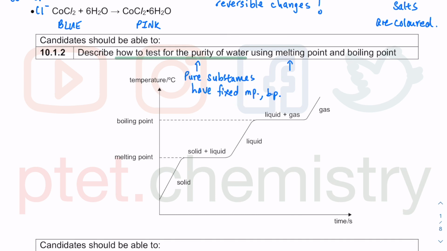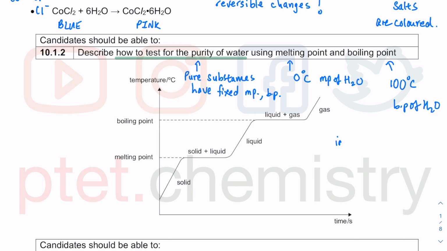So that's why they have a fixed melting point and boiling point for their change of state, which depend on the structure and bonding. So the melting point of water is 0 degrees Celsius, and then the boiling point of water is 100 degrees Celsius.